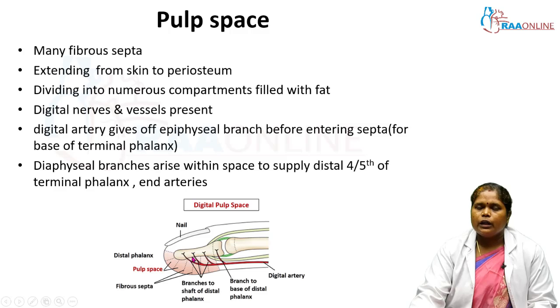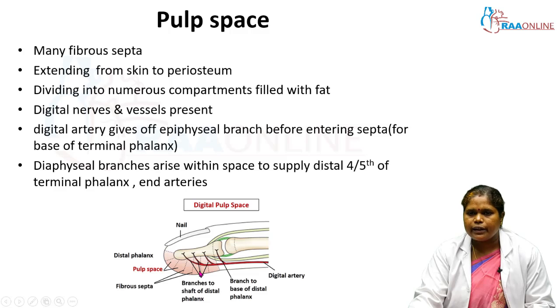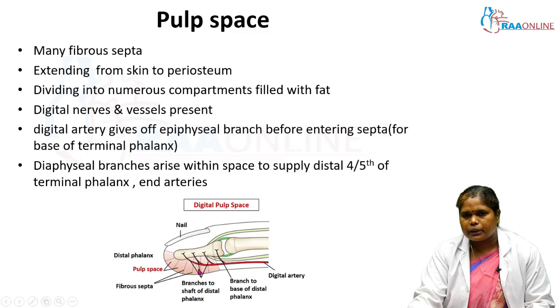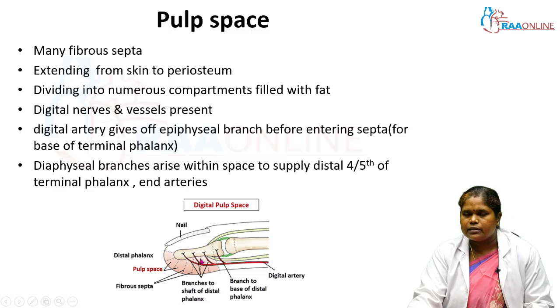Now, seeing this pulp space, see, there are many lines you can see here. These lines represent the septa, fibrous septa. So, this pulp space is divided into numerous compartments by these fibrous septa, small compartments. So, this compartment is going to have the fibrofatty tissue. There will be only fat in this compartment. Okay, and the digital artery and nerve will be coming through this pulp space and will supply the phalanx and the fat structures. Now, what is the importance of this blood supply to the pulp space?